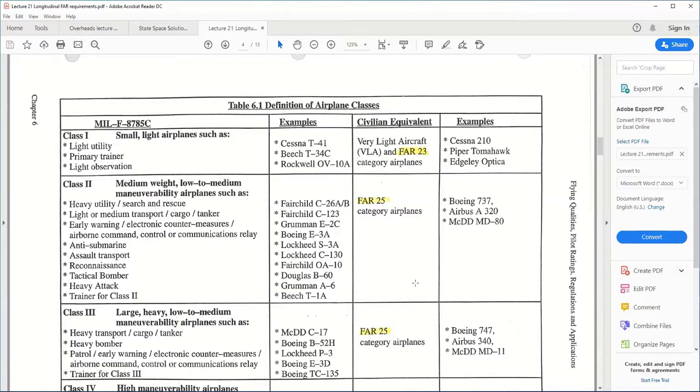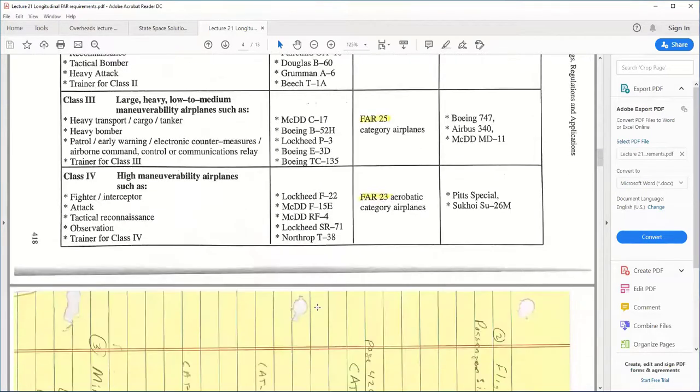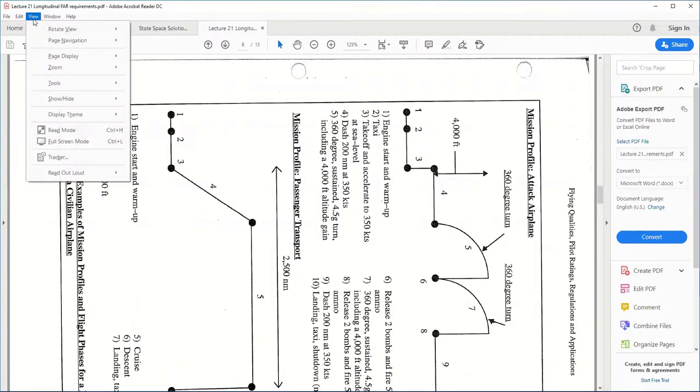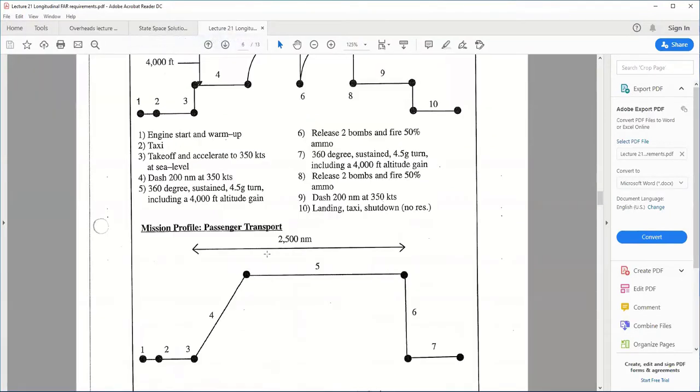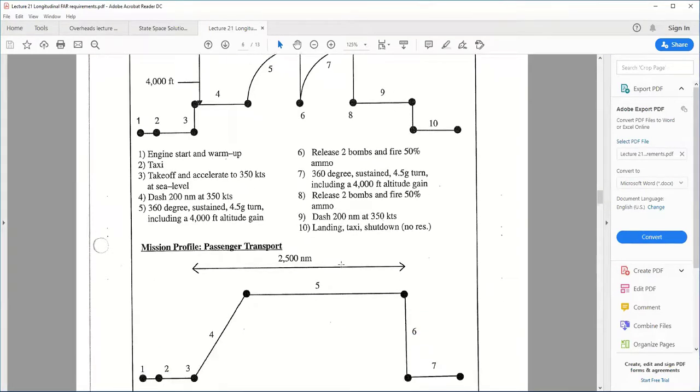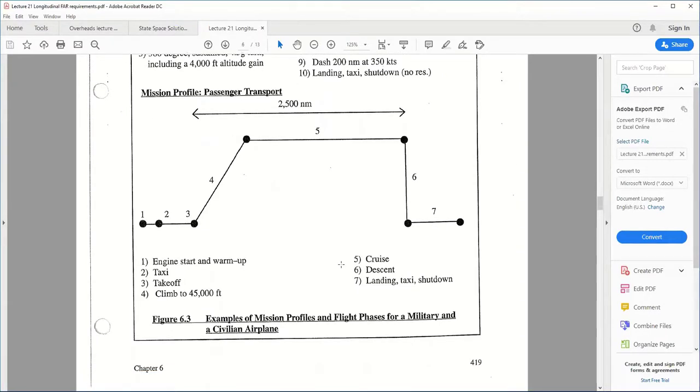And then we look at flight phases. So once you categorize the aircraft, then we'll look at a flight phase. So all the way from engine startup and taxi to takeoff, accelerate, maybe dash. This is for an attack aircraft. A steep climb. So we'll identify the flight phases. Takeoff, climb, cruise, descent, approach, and landing. For a passenger transport, it's a lot simpler. You taxi, you take off, you climb, you cruise, you descend, and land.